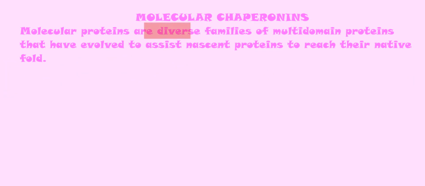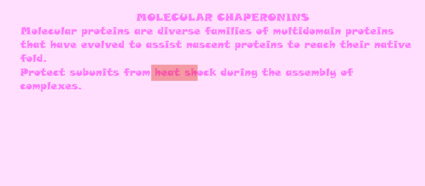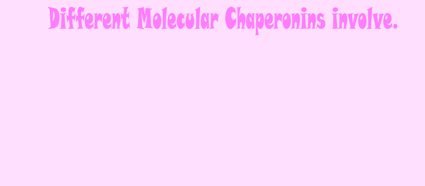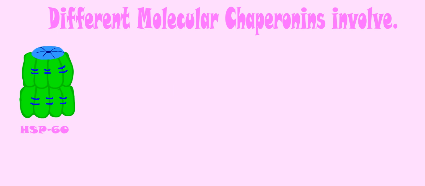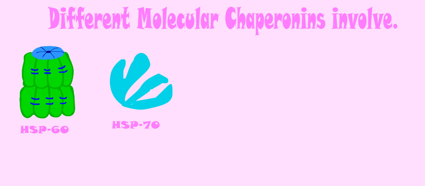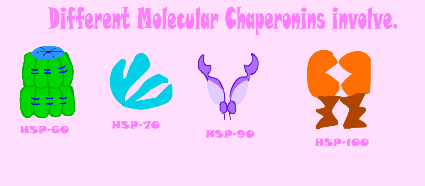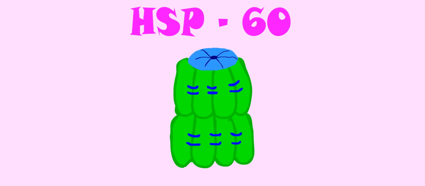Molecular chaperones are diverse families of multi-domain proteins that have evolved to assist nascent proteins to reach their native fold, protect subunits from heat shock during the assembly of complexes, prevent protein aggregation or mediate targeted unfolding and disassembly. Different molecular chaperonins in the system are 1. HSP-60, 2. HSP-70, 3. HSP-90, 4. HSP-100. HSP-60. The HSP-60 family of chaperones or chaperonins is a key component of the cellular chaperone machinery.